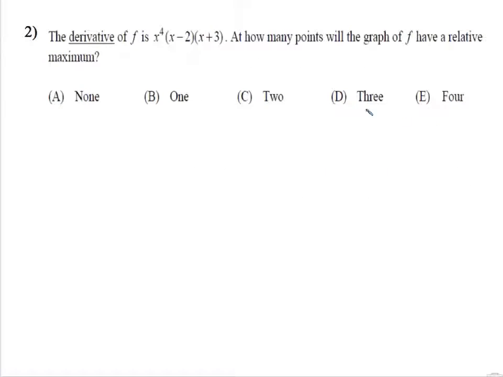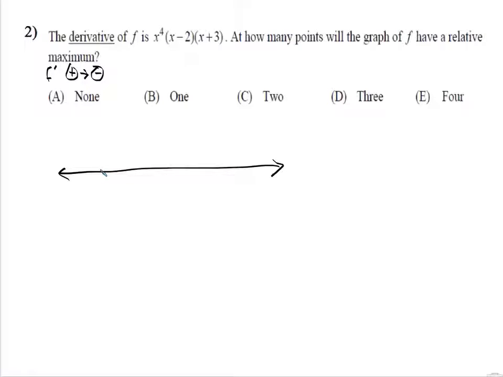All right. Number 2. The derivative is this. It already gives us the derivative. How many points will it have a relative maximum? What is the definition of relative maximum? When f prime has a sign change, going from positive to negative. So f prime goes from positive to negative.